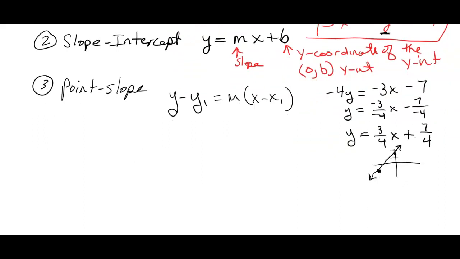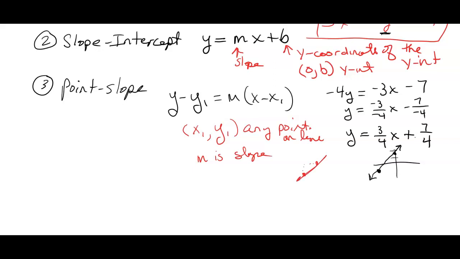For this particular equation, there are some things we need to pay attention to. The y sub 1 and x sub 1, the ones with the subscripts, that is any point on the line. That's any point. And of course m is slope. So it's basically saying if you know any point on your line, you can then use the slope to come up with the line, as long as you know a point. That is the bare minimum that is needed to write an equation.